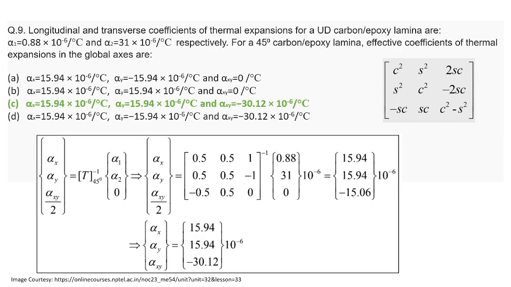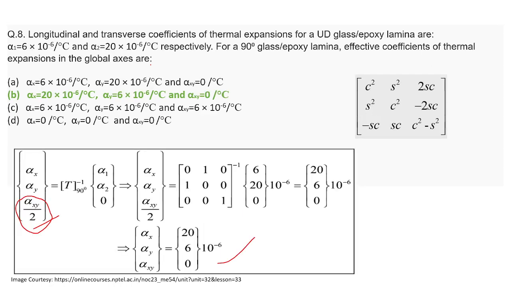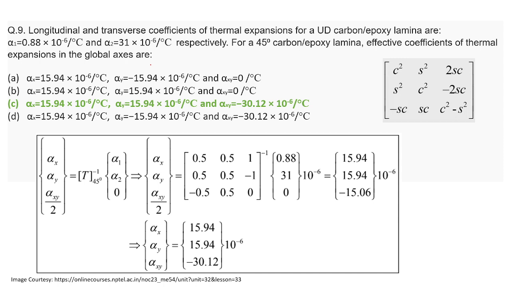Next, the longitudinal and transverse coefficients of thermal expansion, the values are different, are given. For a 45-degree carbon epoxy lamina, find the effective coefficients of thermal expansion in the global axis, similar to what we did in the last question. Again, we will use the stress transformation matrix. For cos 45 degrees and sin 45 degrees, we put the values in this matrix, and we can get the alpha x, alpha y and alpha xy values.